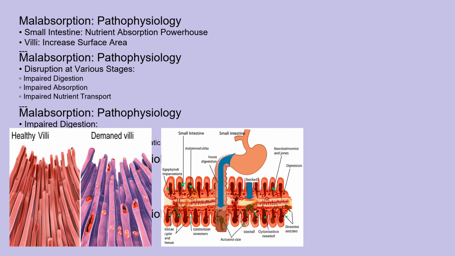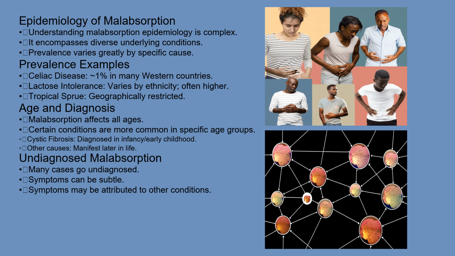It can also involve impaired absorption, where the intestinal cells themselves are damaged or dysfunctional, preventing them from taking up these nutrients. Finally, there can be issues with nutrient transport from the intestinal cells into the bloodstream. Regardless of the specific mechanism, the end result is the same: nutrients that should be nourishing the body pass through unabsorbed, leading to deficiencies.